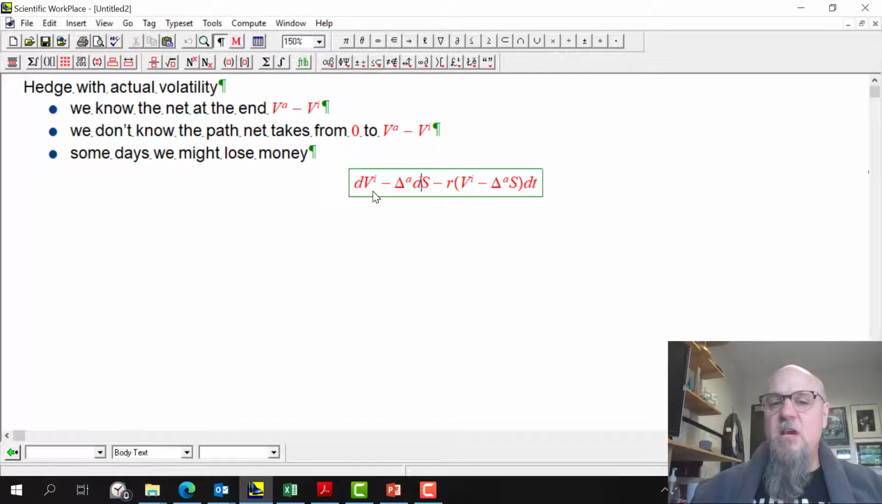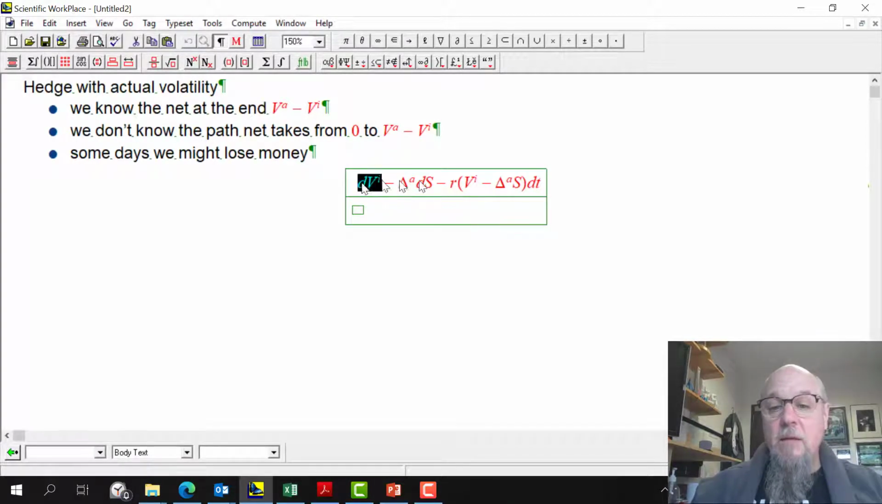Now the option is going to change because of two reasons. The stock could change, and time will certainly change going on the dt. And our dS, we're making the assumption here that our dS is lognormal. So dS is mu S dt plus sigma S dx, where dx is that normal random variable. Anyway, this is what we've got here is our change in our net. That's our tiny little change in money.